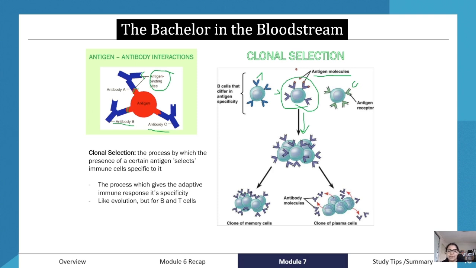And what also happens is that we get lots of clones of the memory cell, so that later these memory cells can circulate in our body in case we get a reinfection. They can quickly go ahead and deal with it. And the clone of the plasma cells, these plasma cells produce the antibodies, which then come off the plasma cells and go ahead and latch onto the antigens wherever they find them in the body.